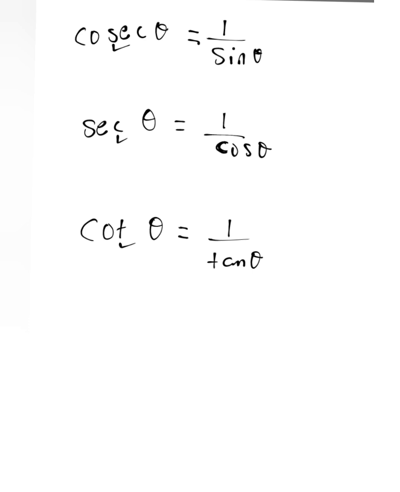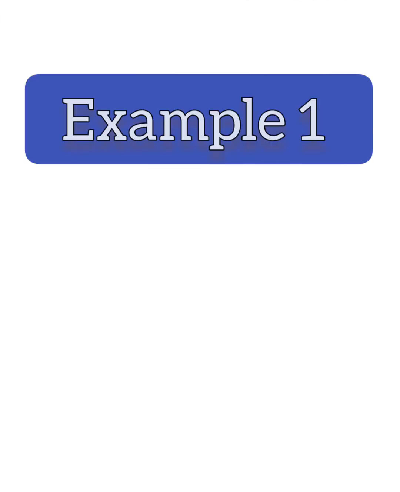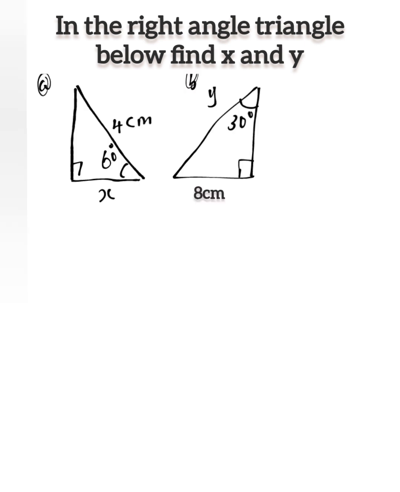Let's take some examples. Example 1. In the right-angled triangles below, find x and y. These are the two triangles. We are going to find x in this triangle and find y in this triangle. So let's solve for x first. The triangle is in this order.